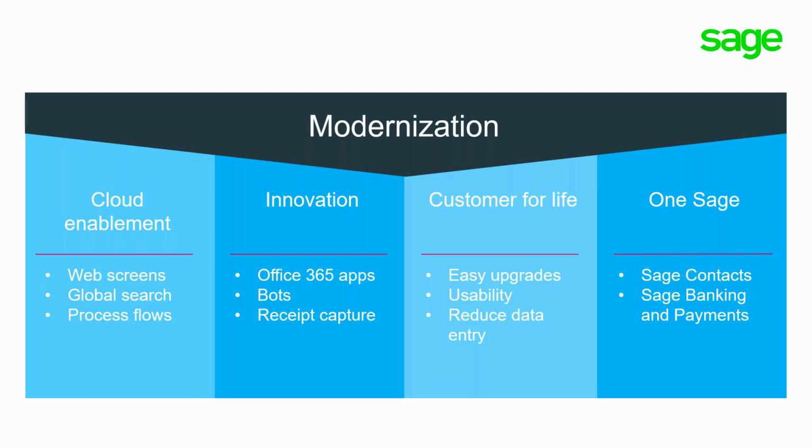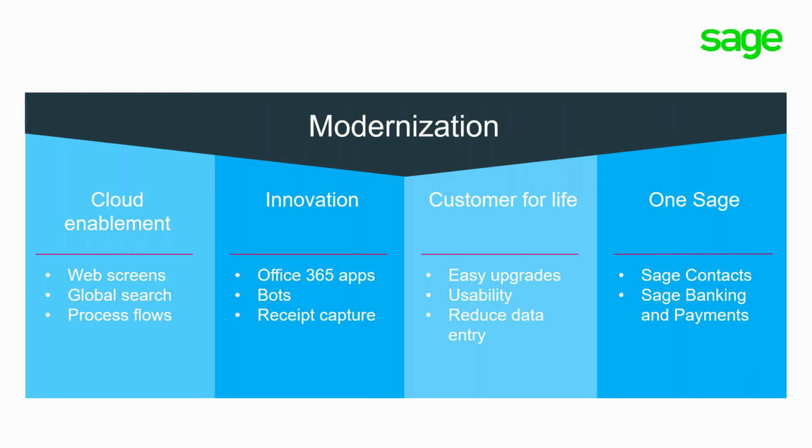Bots, I don't have it up on the roadmap I showed you, but that was scheduled currently for the December 2019 timeframe. We're also looking at what you can do with receipt captures. Customer for life, we've talked a bit about that, about making it easy for the upgrades, etc. And then One Sage is something you'll hear talked about quite commonly. And this is, again, build once and reuse across the business.